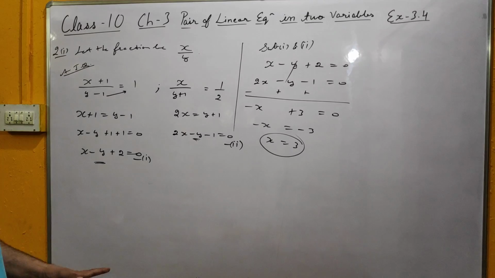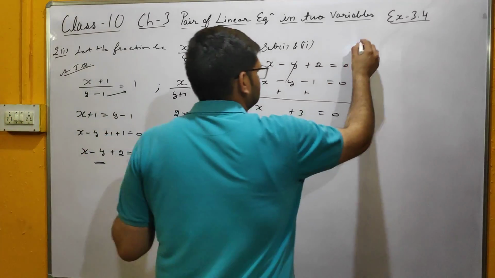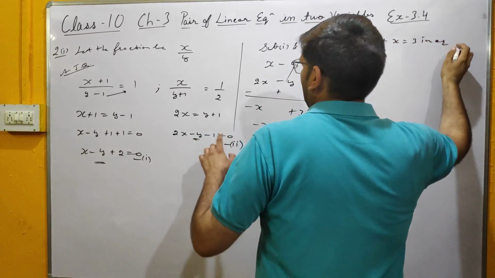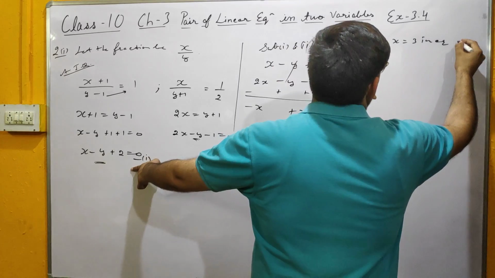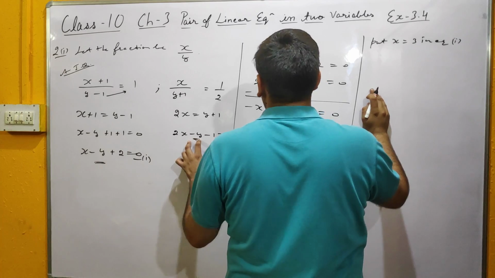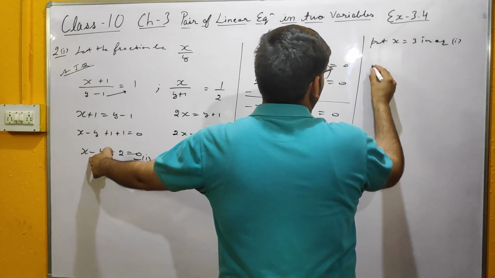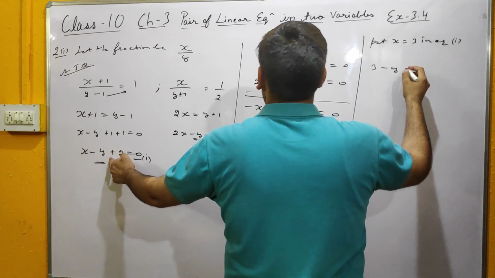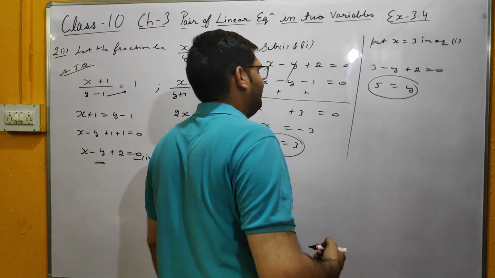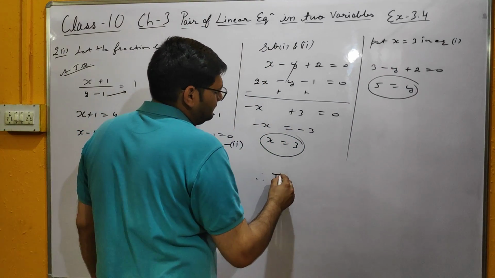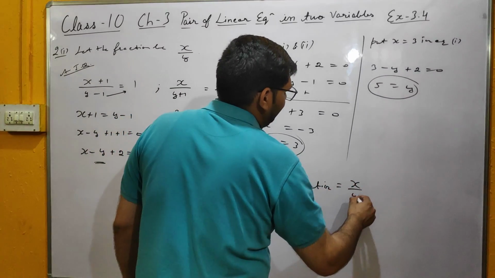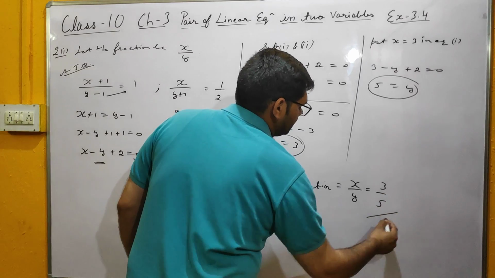Now we need to find out the value of y. We will put the value of x equals to 3 in equation number 1. Why? Because this is smaller one, that's why. Or you can put in this equation also, answer will be same. So instead of x, we will put 3, then minus y, then plus 2 equals to 0. So it is 5 equals to y. So value of y is 5. Therefore, we can say the fraction is equals to x by y, 3 by 5. So this is the answer.